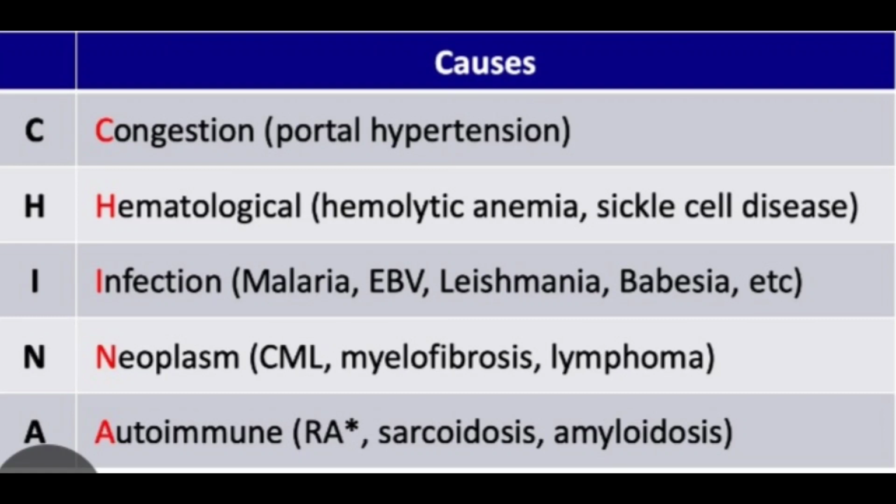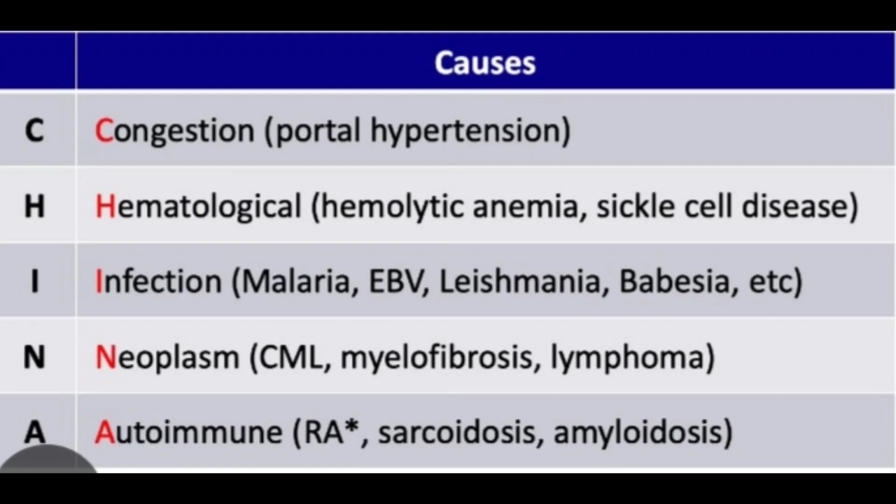The mnemonic CHAMPION is used to describe the differential diagnosis of splenomegaly. This is the chart which explains the reasons for an enlarged spleen. The first one is congestion caused by portal hypertension. This portal hypertension may be due to many reasons, like liver cirrhosis, or any cardiac problem or renal problem which contributes to portal hypertension. So the spleen would be enlarged.